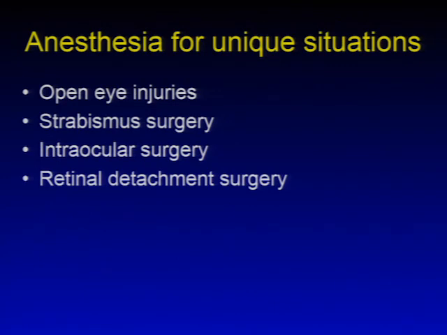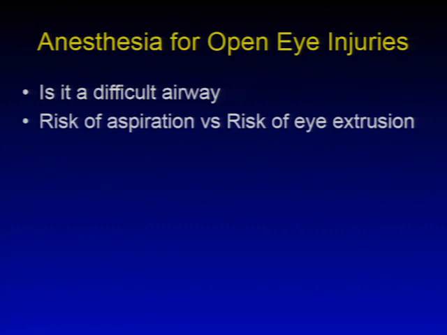So the anesthesia for unique situations, we have 4 of them: open eye injuries, strabismus surgery, intraocular surgery, and retinal detachment surgery. The anesthesia for open eye injuries. First, is this patient a difficult airway? It is important to talk to the ophthalmologist because the patient may cough with an awake fiber optic. It is important to discuss with the ophthalmologist about alternatives such as topical anesthesia or an ophthalmic block for the surgery. It is also important to address the risk of aspiration.